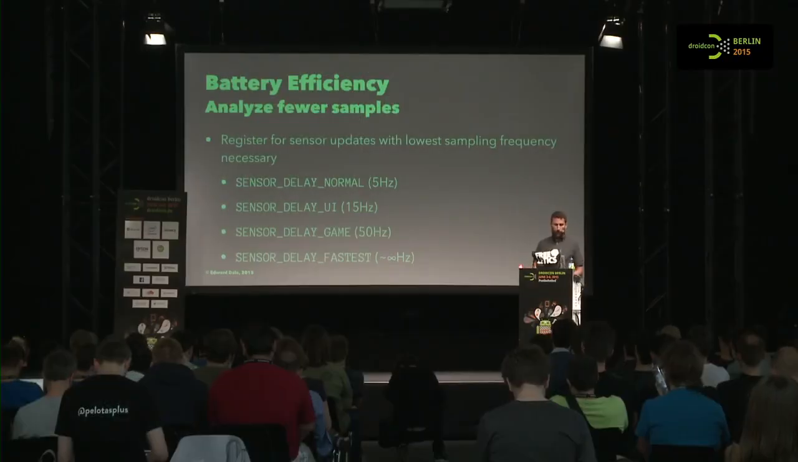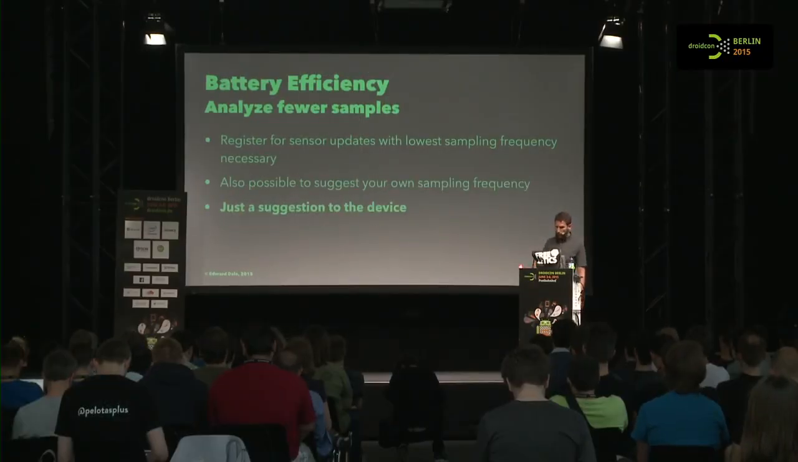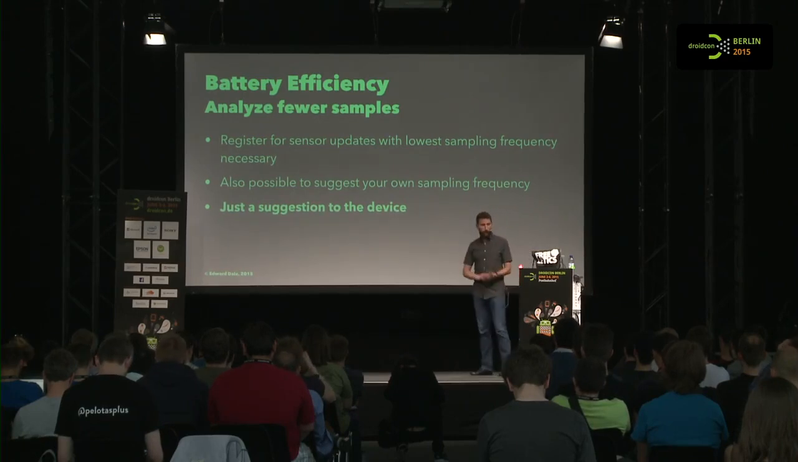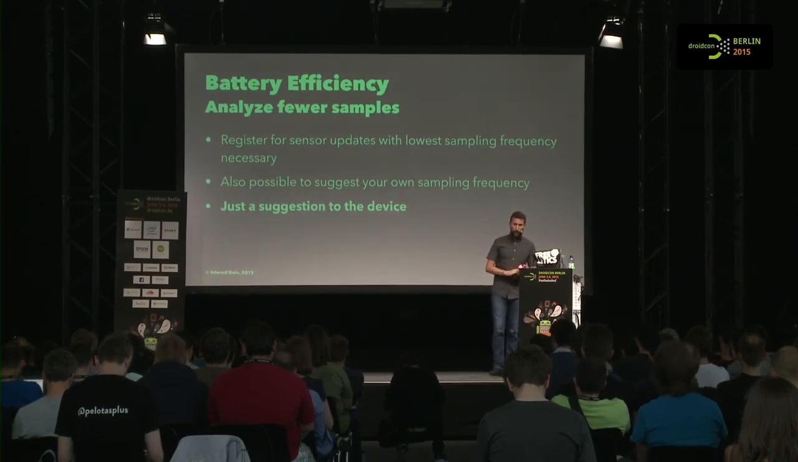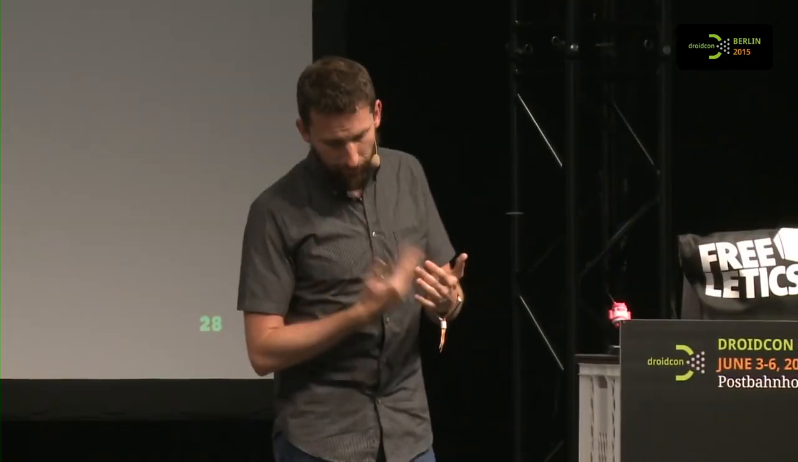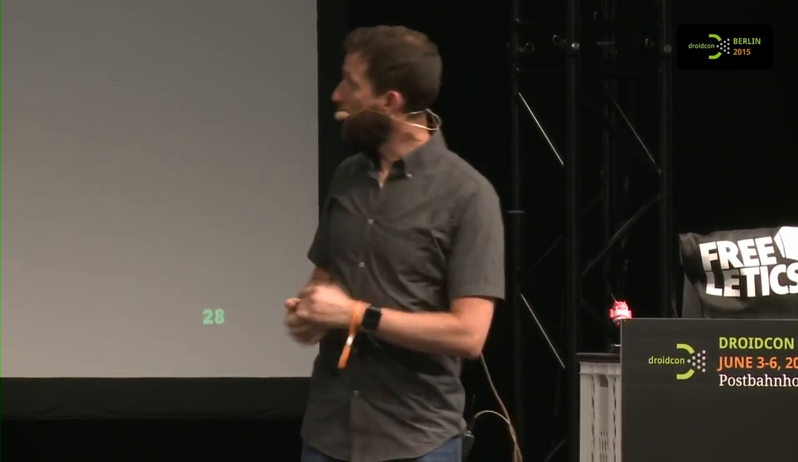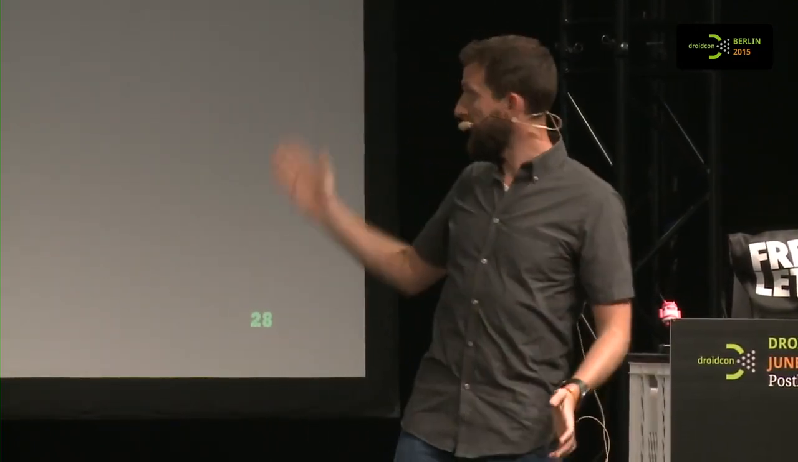you have to play with that to see how it treats your battery. In addition to those 4 constants, you also have the ability to say, I want to get my data at exactly 27 hertz. And you give that to Android, and Android says, no. It's kind of a suggestion to the device. So if that's really important for you, you can try it. But I think in general, those 4 constants are enough.